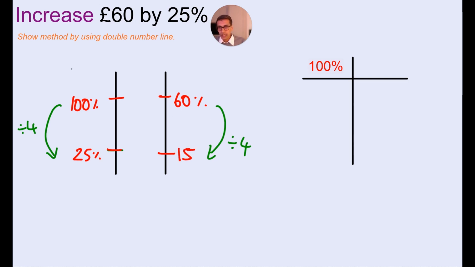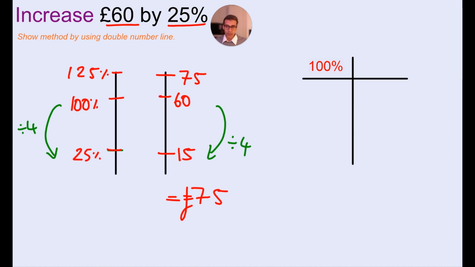So to work out 125%, we're going to add, that should not have a percentage sign there, we're going to ignore that. So it's 60 plus 15, which is 75. And again, because it's money, we're going to put £75. So increasing 60 by 25% gives you £75.